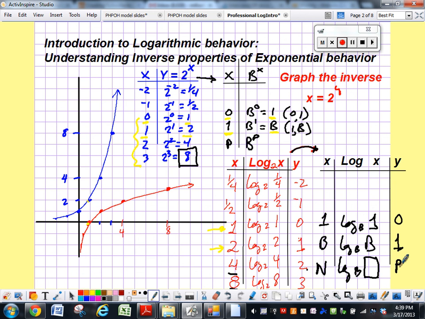Now let's look at those. Take a second to look closely at what's happening here. For a 4, we got a 2 out. And for the 8, we got a 3 out. For 1/4, we got a -2 out. And for a 1/2 being plugged in the logarithm, we got a -1 out.